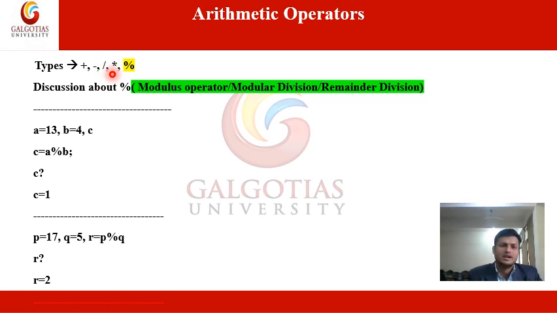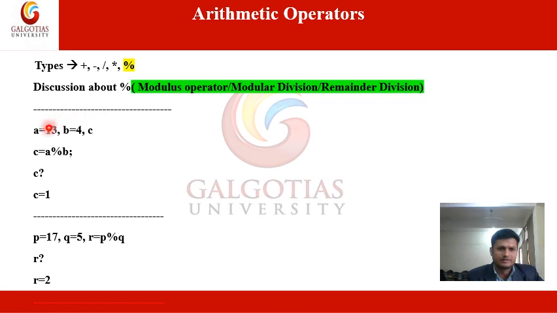what the meaning of addition, multiplication, as well as division is. But today we are going to discuss this modulus operator, because this is very important here. In the subsequent presentations, we will have lots of different types of programs. In those programs, we will find this operator, for example in the case of palindrome, or Armstrong, or reversing a number. So it becomes very necessary for us to know the meaning as well as the working of this operator.